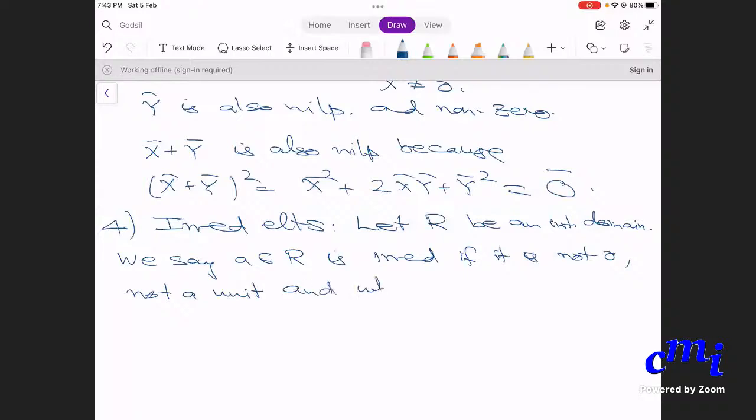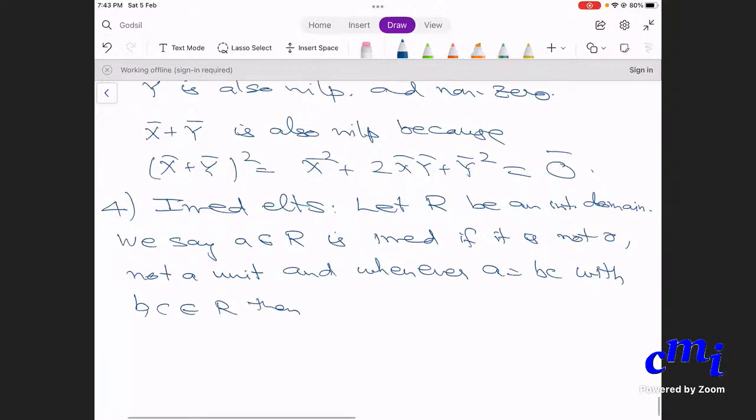And whenever a equals bc with b and c in R, then either b or c must be a unit. So an irreducible element is something which cannot be written as a product of two things. Everything can be written as a product of a unit times itself, for example, or a unit times some other thing. That's always possible. But things which cannot be written as a product of two non-units, b and c both being non-units, those are called irreducible elements in an integral domain.